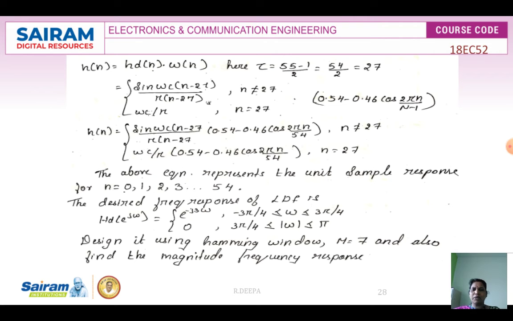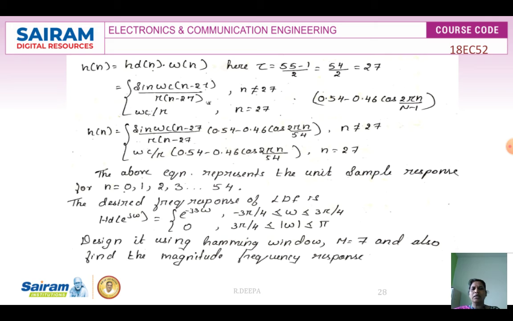After multiplying with w of n, we get h of n equal to sin omega c of (n minus 27) divided by pi into (n minus 27), multiplied with 0.54 minus 0.46 cos 2 pi n divided by (N minus 1), which is 55 minus 1, that is 54, for the case n not equal to 27. And for n equal to 27, you just multiply omega c by pi into 0.54 minus 0.46 into cos 2 pi n divided by 54.